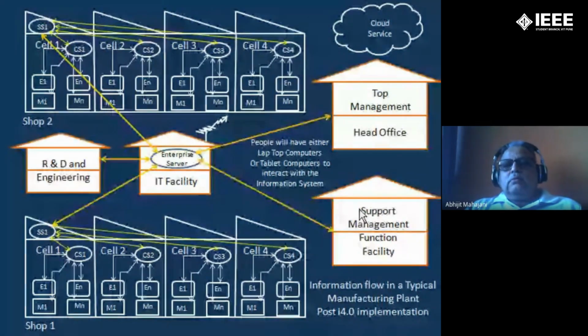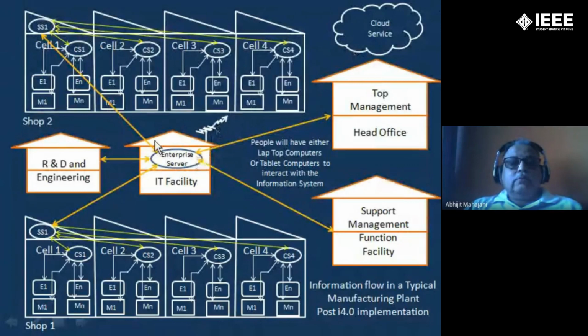Now this is the same represented in a different format. You have stock management sitting in the head office. You have support management function facility. You have R&D. You have IT facility. You have shop one, shop two, shop three, whatever. Each shop has got some cells, one, two, three, four, and they have equipments and machines, and all those equipments and machines are connected to the cell servers, and the cell servers are connected to your shop servers. The shop servers are connected to your enterprise server, and the enterprise server is connected to all the terminals all around. So this is your gateway now, and it can communicate with the cloud if needed.